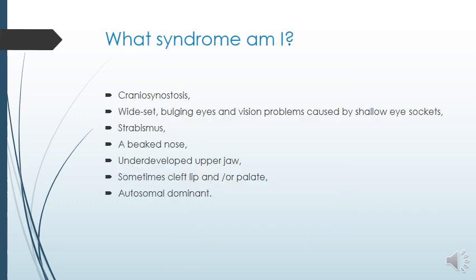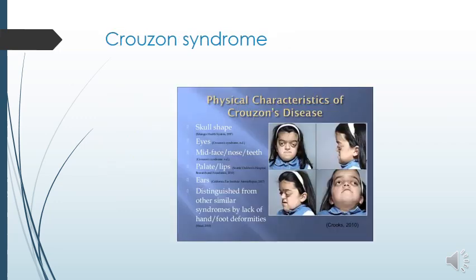What syndrome am I? I cause craniosynostosis. I cause wide set bulging eyes and vision problems caused by shallow eye sockets. I cause strabismus. I cause a beak nose, underdeveloped upper jaw, sometimes a cleft lip and or palate, and I'm inherited in an autosomal dominant manner. And I am Crouzon syndrome, or Crouzon's disease.